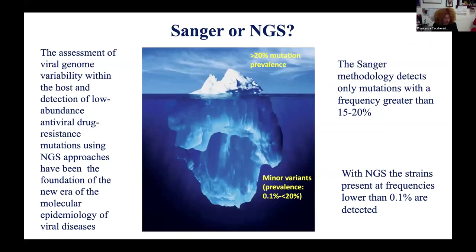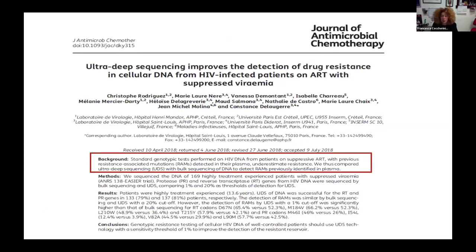So my last part is about Sanger or NGS. So far we have used Sanger sequencing, particularly on plasma HIV RNA, and it normally detects mutations with a frequency greater than 15–20%, so the major quasi-species. With next generation sequencing, we can detect virus and mutations with a frequency lower than 0.1%, what we call minor variants. And we know how in the past this was very important for the first generation of non-nucleoside reverse transcriptase inhibitors. So we know now that this ultra-deep sequencing can improve the detection of drug resistance also in cellular DNA from HIV-infected patients with suppressed viremia.